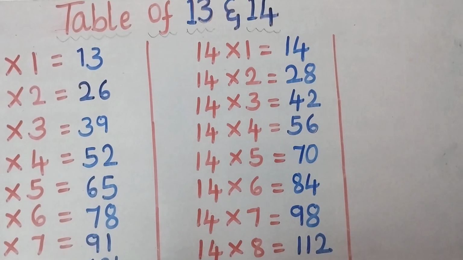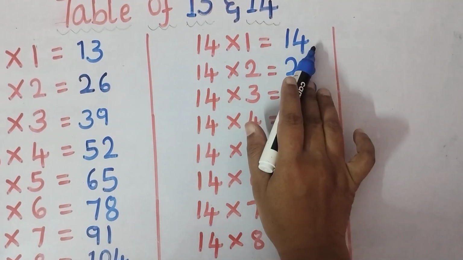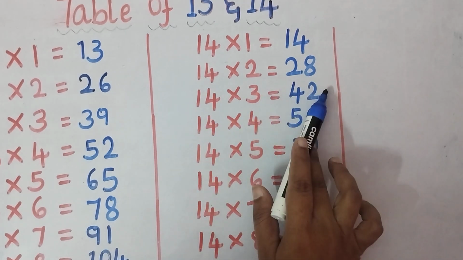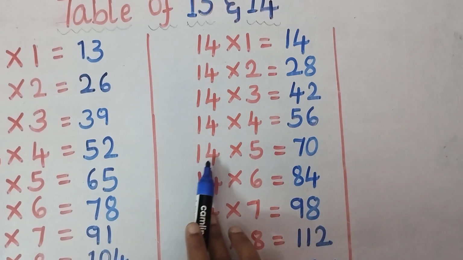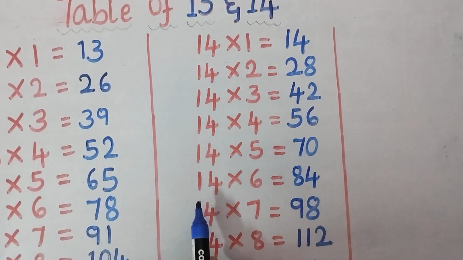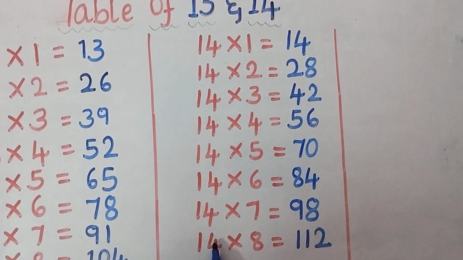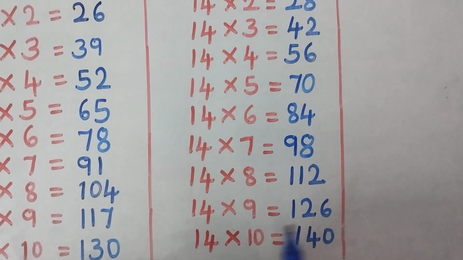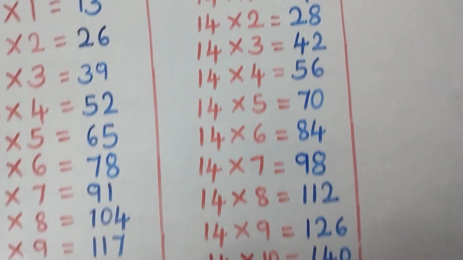So repeat after me, children. 14 ones are 14. 14 twos are 28. 14 threes are 42. 14 fours are 56. 14 fives are 70. 14 sixes are 84. 14 sevens are 98. 14 eights are 112. 14 nines are 126. 14 tens are 140.